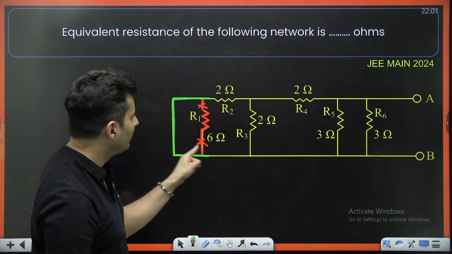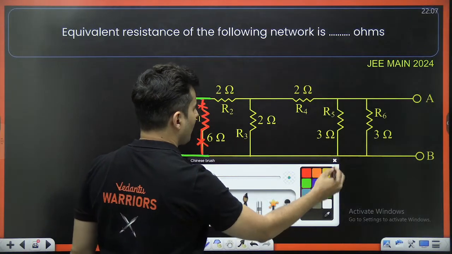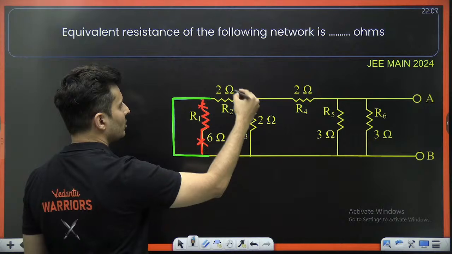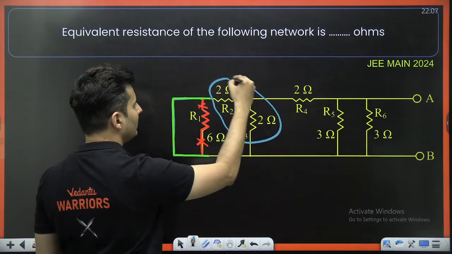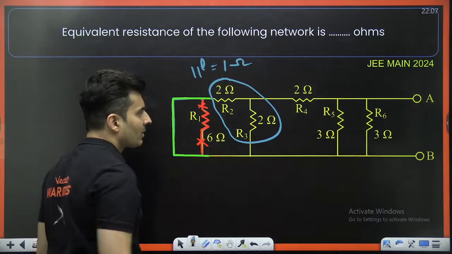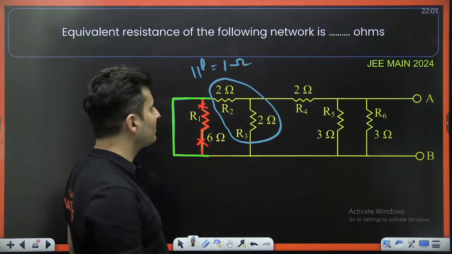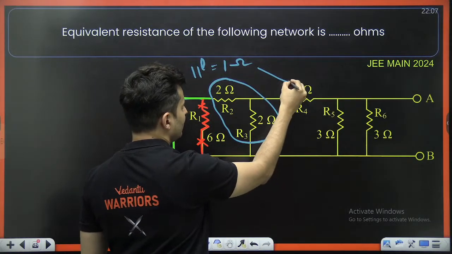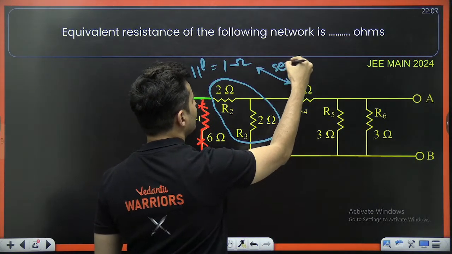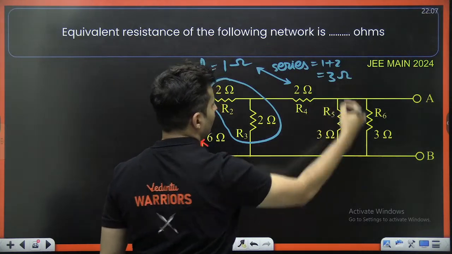Okay. Now this 2 ohm and this 2 ohm, can you see they are both in parallel? Technically they both are in parallel. So in parallel 2 and 2 will become 1 ohm. This 1 ohm is in series with this. This and this, they are basically in series with each other. So it will become 1 plus 2, which is 3 ohm.